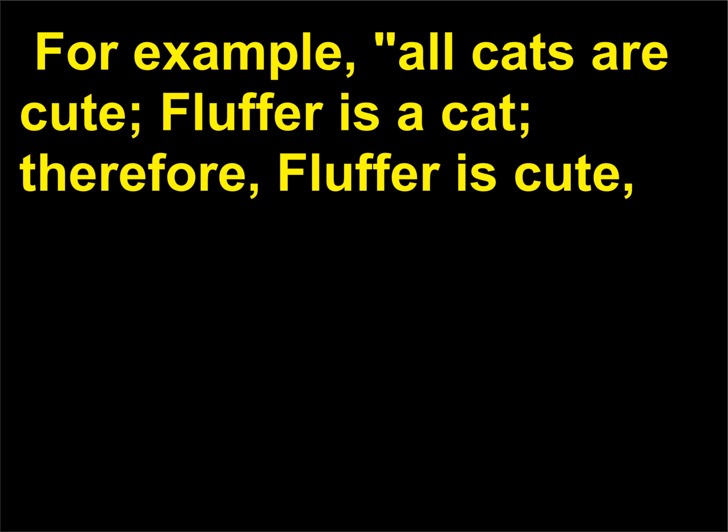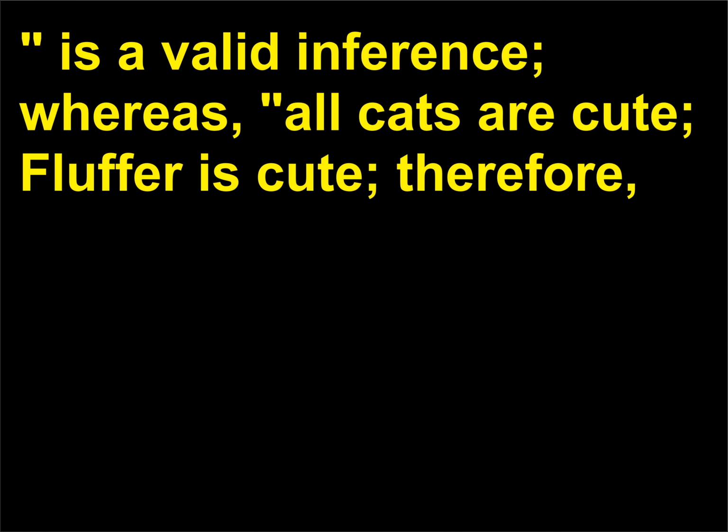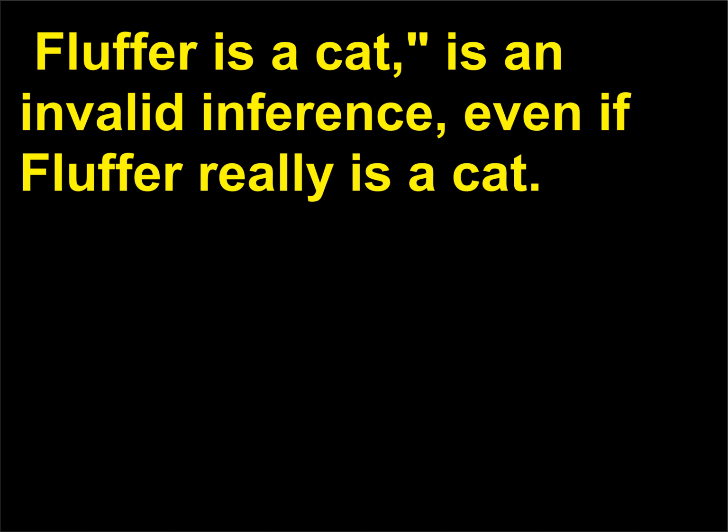For example, all cats are cute, Fluffer is a cat, therefore, Fluffer is cute, is a valid inference, whereas, all cats are cute, Fluffer is cute, therefore Fluffer is a cat, is an invalid inference, even if Fluffer really is a cat.